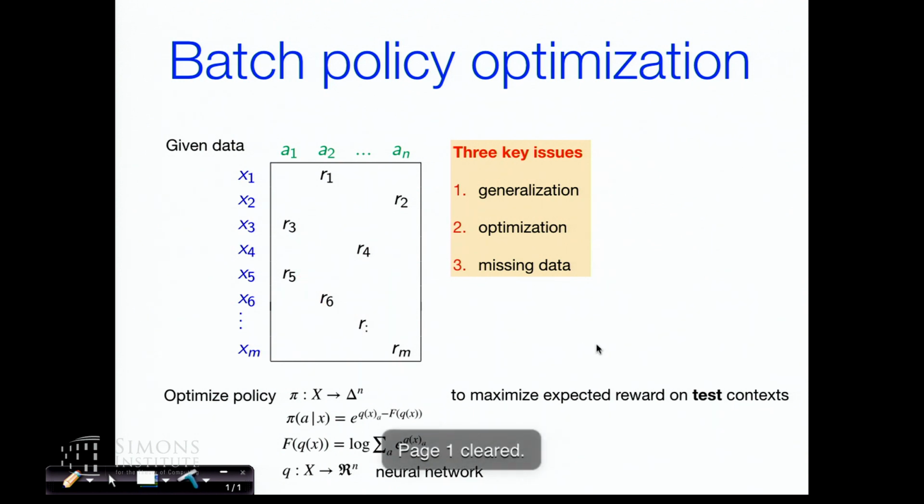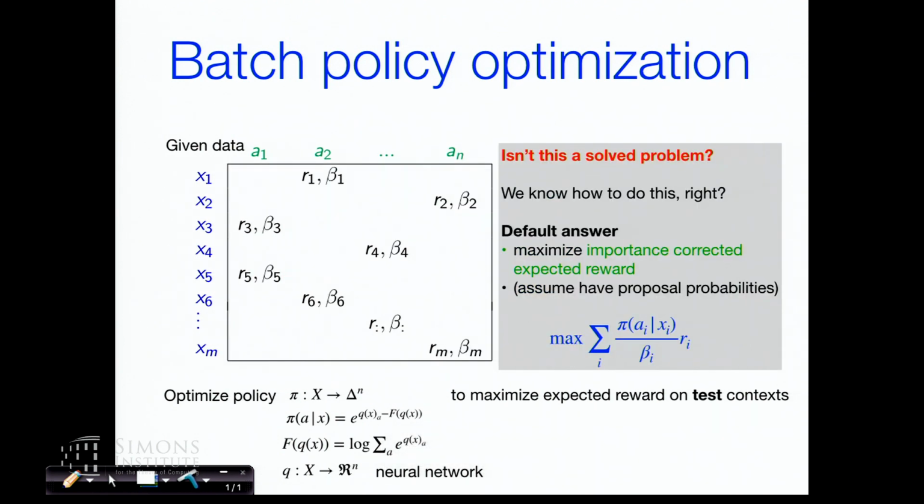Okay, now before I actually start decomposing this, there is an elephant in the room, and it's the default answer. There's another one, but this is the first primary default answer, which is we already know how to do this, right? All we've got to do is assume we've logged the proposal probabilities of whatever the data collection process was, and then do a simple importance correction, multiplying by the inverse propensity, the policy probability times reward. That gives us an unbiased estimate of expected reward. Expected reward is what we want to optimize. So we've answered both questions. We know what our optimization objective should be, and we know how we should be dealing with missing data.